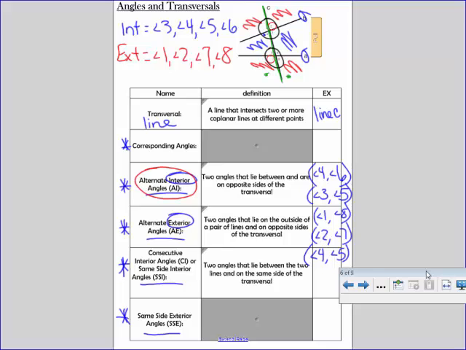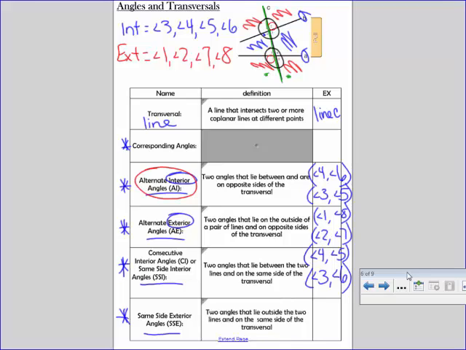They're on the same side of the transversal, but they're both interior. There's a second pair. Okay, so angle 3 is same side interior with angle 6. Okay? And same side exterior is the same idea, except for now we're on the outside of the two lines. Okay? So angle 1 is same side exterior to angle 7.